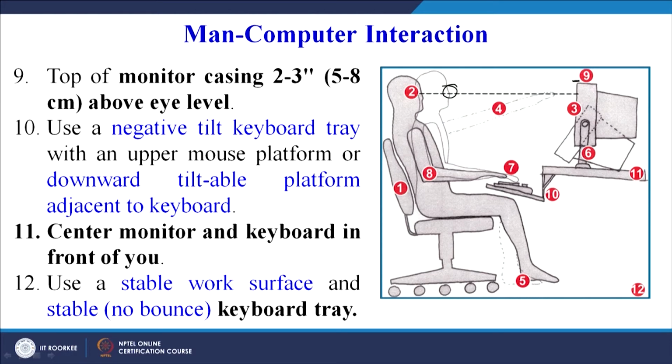Use a negative tilt keyboard tray with an upper mouse platform or downward tilt table platform adjacent to the keyboard. So which is given here, you can see use a negative tilt keyboard tray. So this is a keyboard tray, number 10, which is shown here. So use a negative tilt, a negative tilt is shown here. Use a negative tilt keyboard tray with an upper mouse platform or downward tiltable platform adjacent to the keyboard. So this is a guideline related to the tray on which we are going to place the keyboard.